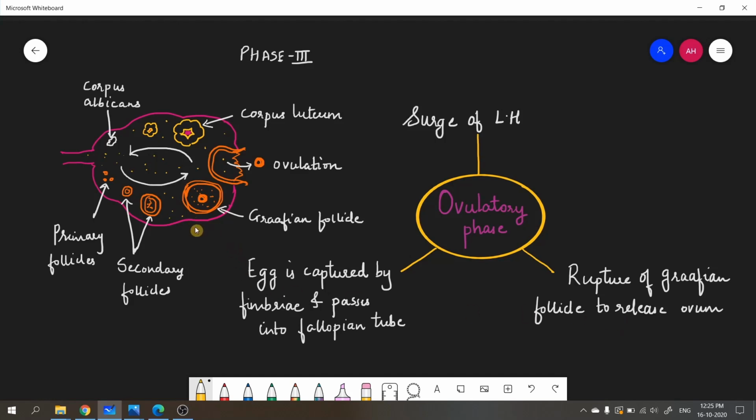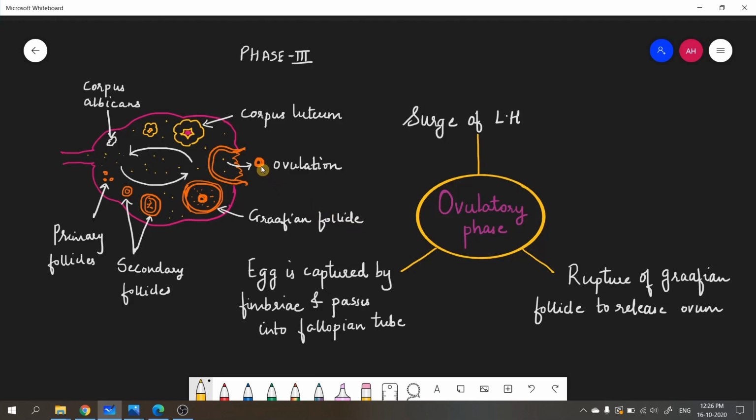So I have shown that in a diagram here. Now this is a TS, the transverse section of an ovary, where you can see the developing follicles, and then this is the Graafian follicle that is formed. Now the Graafian follicle contains the egg or the ovum inside, and what happens in this phase is there is rupture of the Graafian follicle. You can see here the Graafian follicle has ruptured and the ovum inside it has been released outside in a process called ovulation. So this process, the rupture of the Graafian follicle and release of the ovum, is called ovulation, and that is what happens in the ovulatory phase.